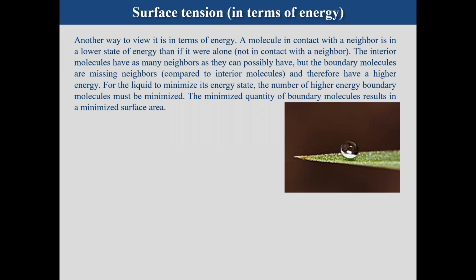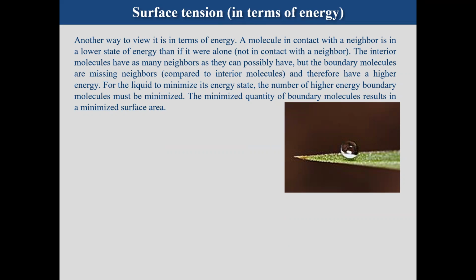If we try to explain it in terms of energy, a molecule in contact with the neighbor is in a lower state of energy than if it were alone, not in contact with the neighbor. The interior molecules have as many neighbors as they can possibly have, but the boundary molecules are missing neighbors compared to the interior molecules and therefore have higher energy.